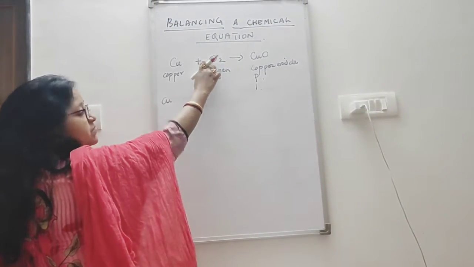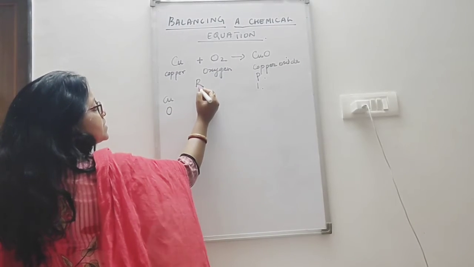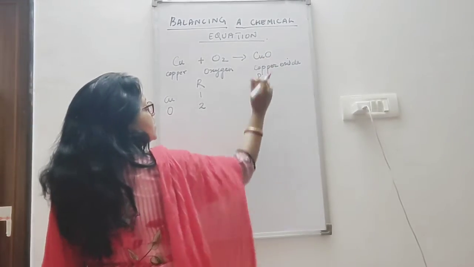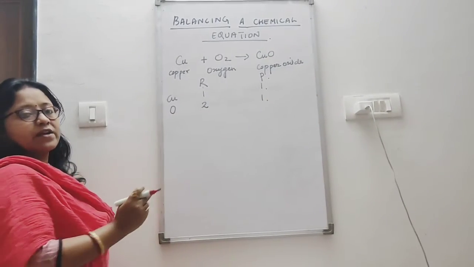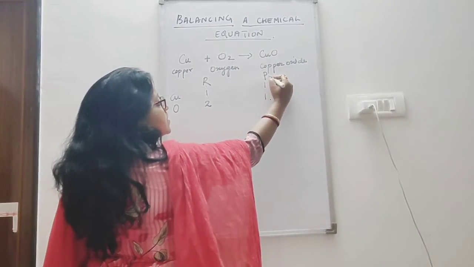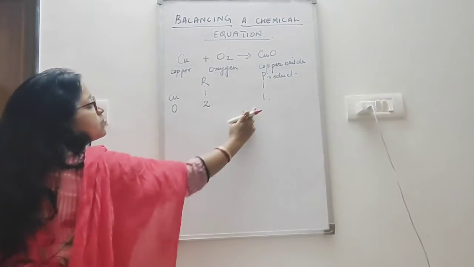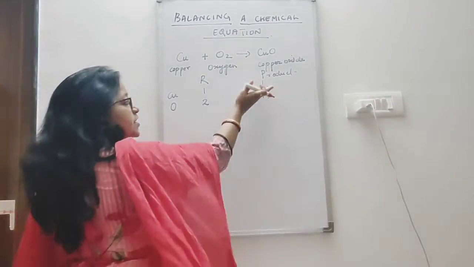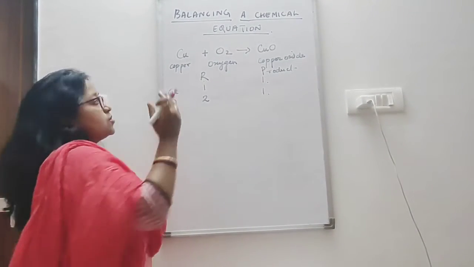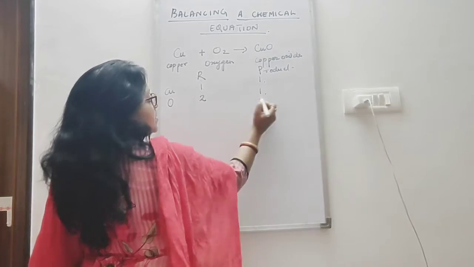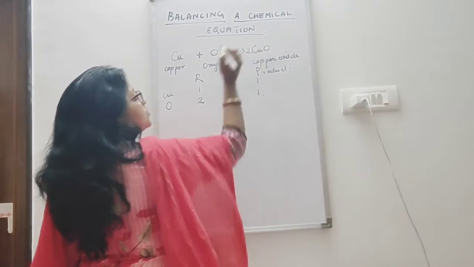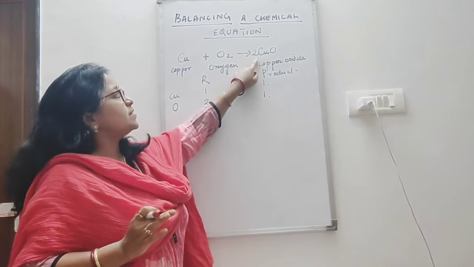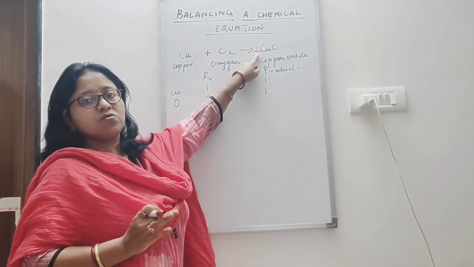Let's take the next element, which is oxygen. Now oxygen in the reactant side has 2 atoms, but in the product side the number of atoms of oxygen is 1. Whenever the number is less, we try to raise that number. So in order to make it balanced, we have to insert a 2 here. This is called the coefficient of copper oxide.